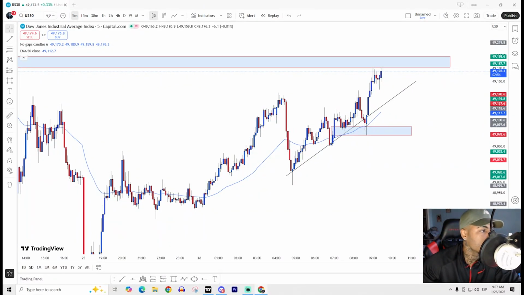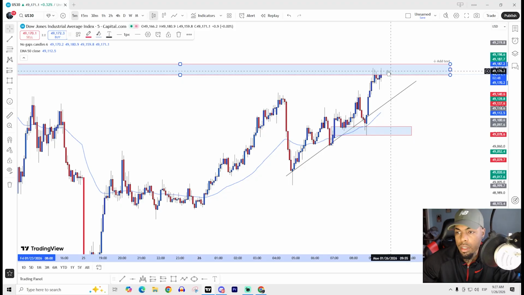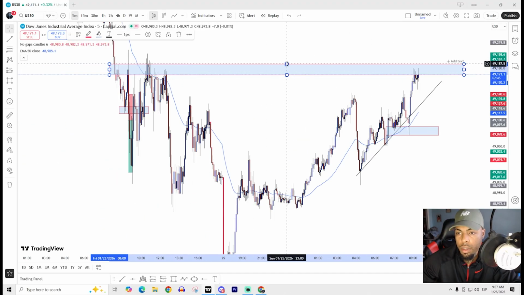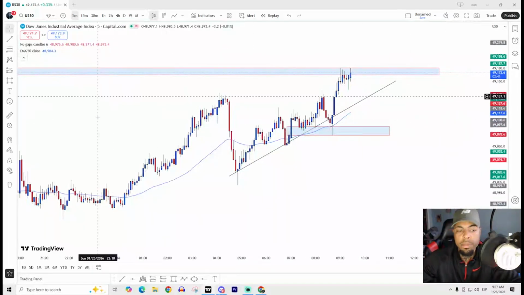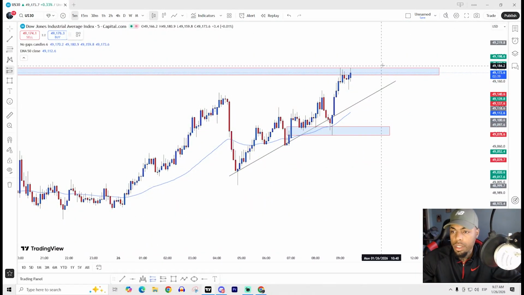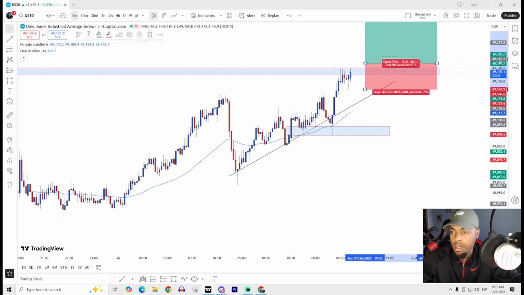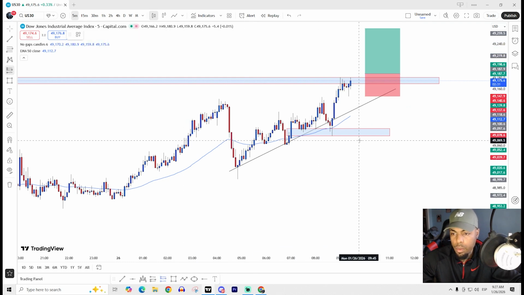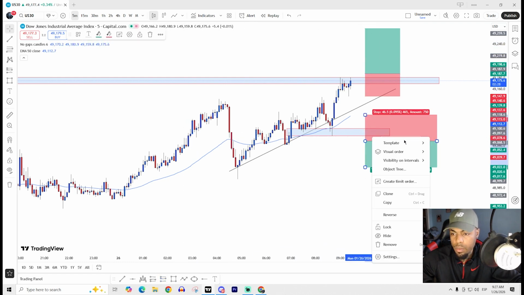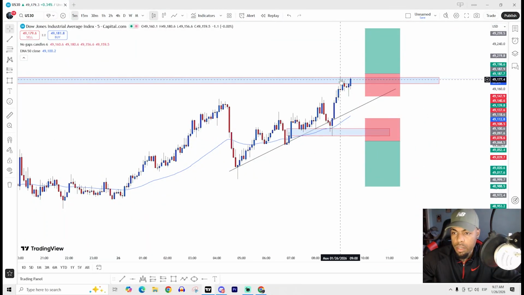This is US30, so US30 actually has a really fire support zone right here, actually, now that I'm looking at it. So I'm gonna mark that up right there. I like that support zone specifically. If we were to take a trade off of this, it would not be bad. And then if we were to take a sell off of this, it would also not be bad. We're looking at a break of a trend line and a break of a really fire resistance zone.